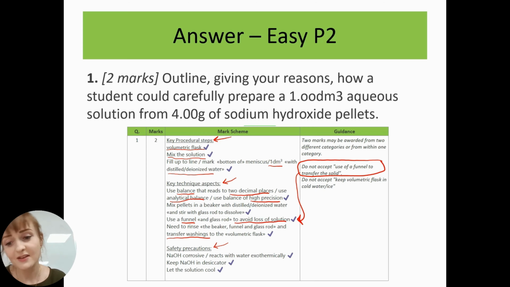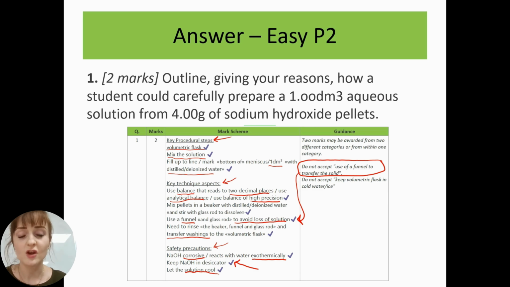Safety precautions, as you know, alkalis are always corrosive, so just making sure that you would handle them with care. And also when you add something that's a very strong alkali like NaOH to water, it's a very exothermic reaction. So that means that it will be important to let the solution cool. One other thing the mark scheme noted as a safety precaution is the fact that they keep NaOH in a desiccator. That's how they store it. The desiccator is something that just prevents moisture from being in the air.